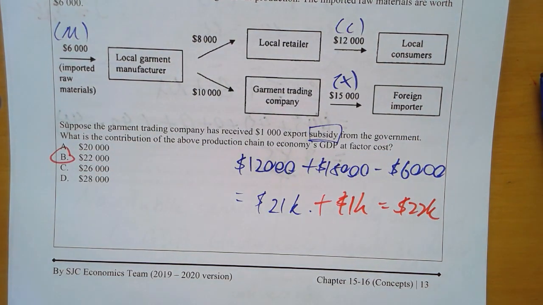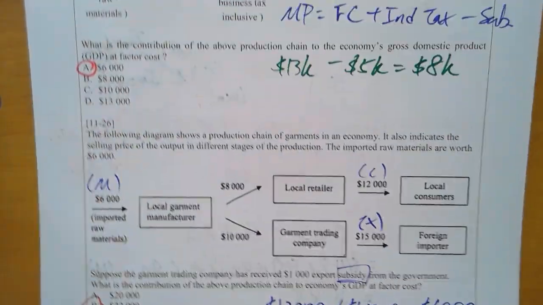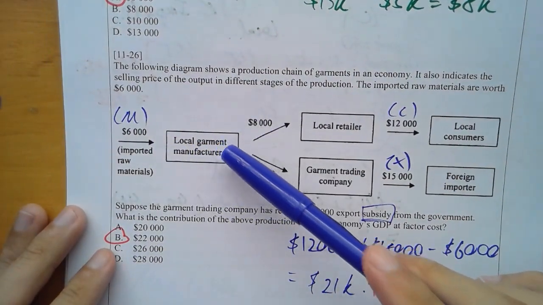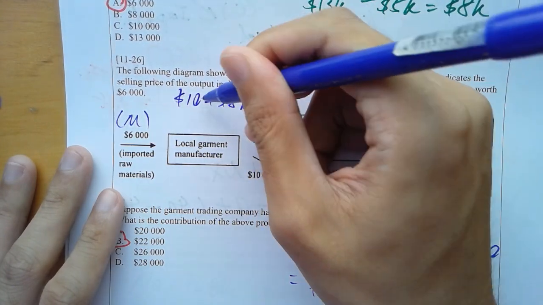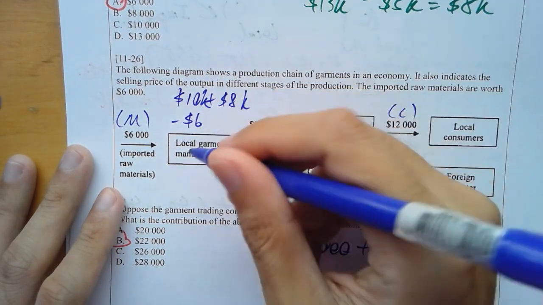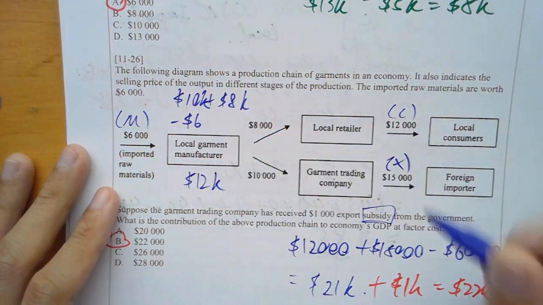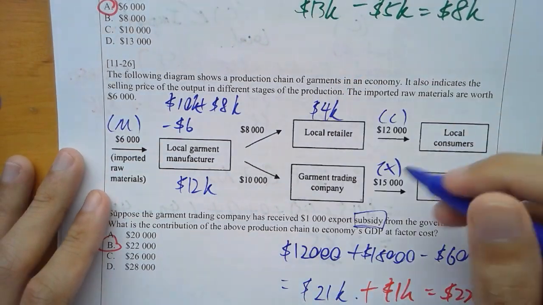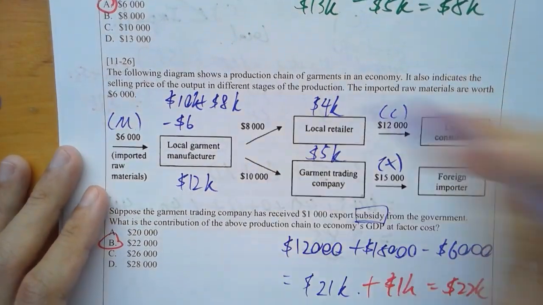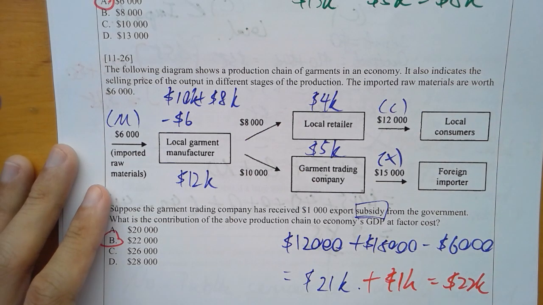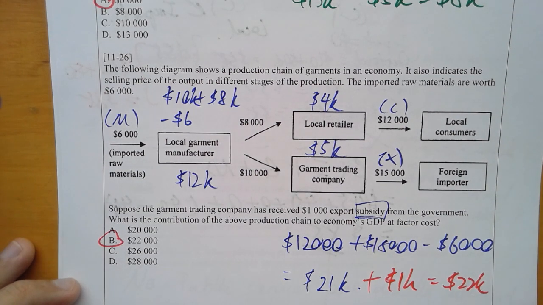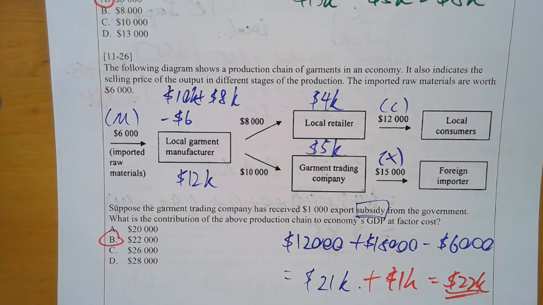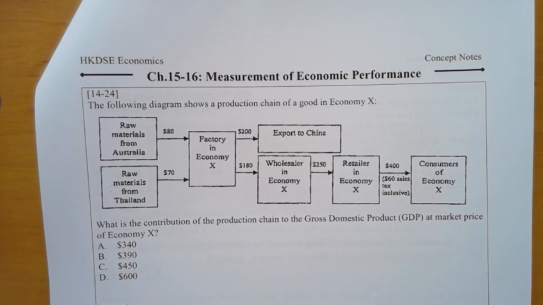B. Now, let's double check using value added. Value added here for the local government manufacturer would be 10 plus 8 minus 6, and that will give us 12K. Here 4K, and here 5K. Let's see, 12 plus 4 plus 5, we get 21K. So the same treatment plus 1K will be 22K. The same, right? Do you see? Exactly the same, no difference.